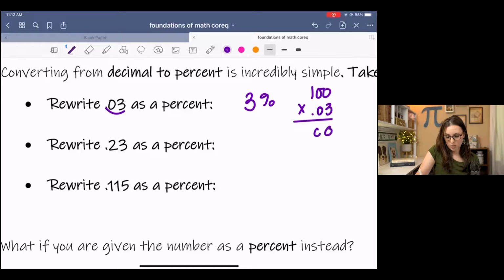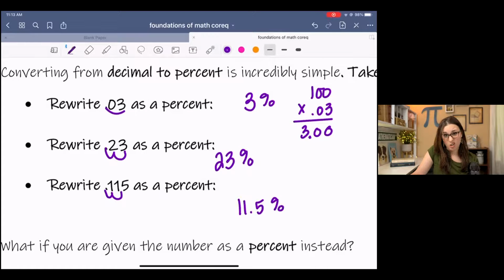That's 0.03. Move the decimal 2 places, 3%. But the shortcut is to literally just take your decimal and move it twice to the right, and that converts it to percent. Twice to the right, 11.5%. And that's all you have to do.